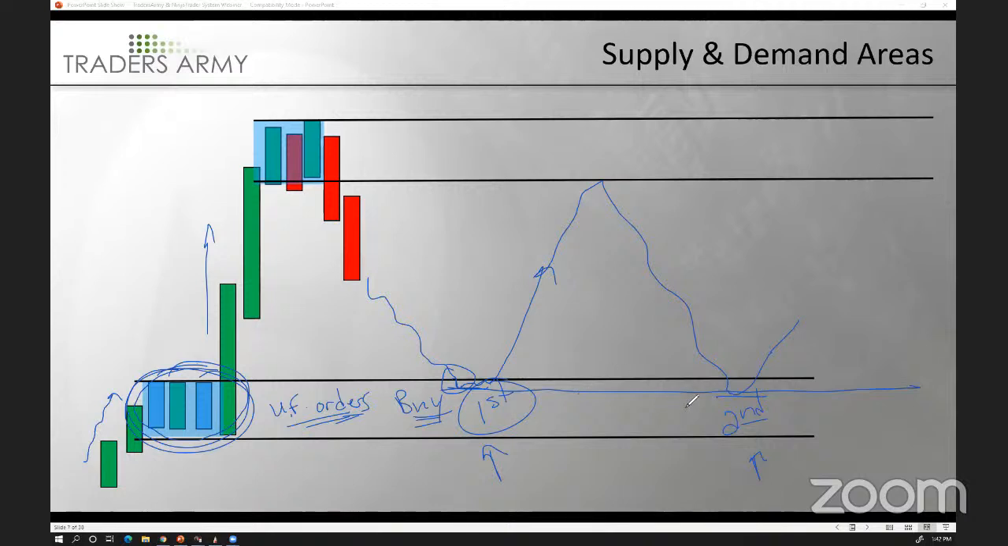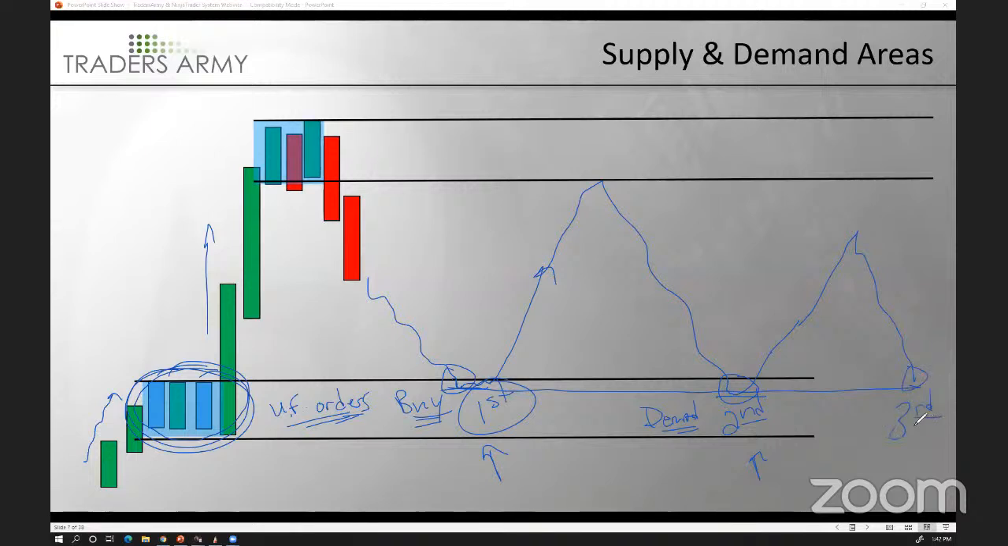So what has happened to the amount of demand in this area after the second retest? Has the demand gotten bigger or has the demand gotten smaller? What do you think is traditionally going to happen on the second retest? What do you think is going to happen on the third retest? What's happening to that demand?